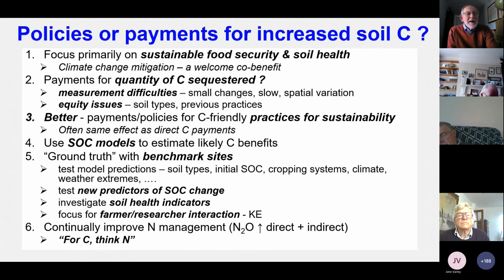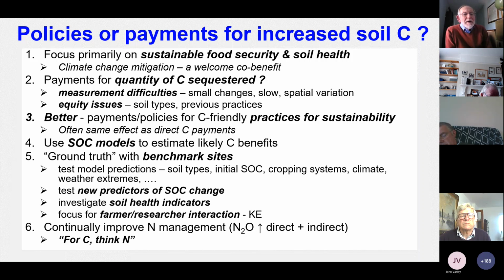Number two, should we be paying for the quantity of carbon sequestered? Well, I already said there are difficulties in measuring it or estimating it because it's small changes, it happens slowly, there's spatial variability. We can do measurements, and certainly we can use computer models of soil carbon to help us there. So I think there are prospects there, but it's difficult. And again, there's this equity thing. If you've got certain soil types or done certain previous practices, you'll be starting in a different situation. So some people will have an easier run at it than others.